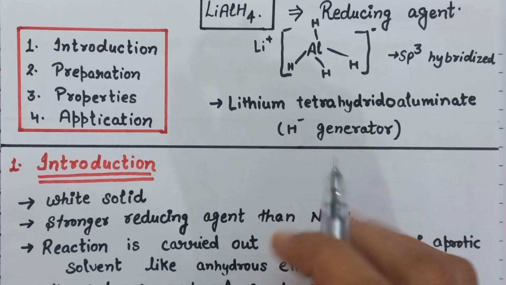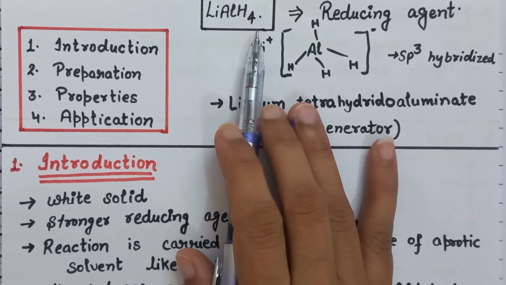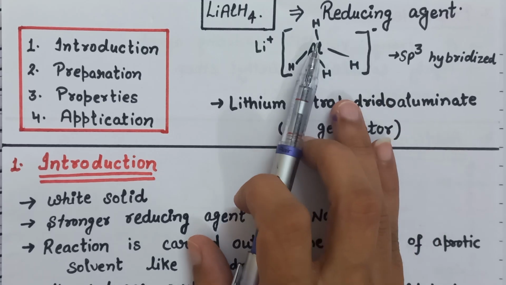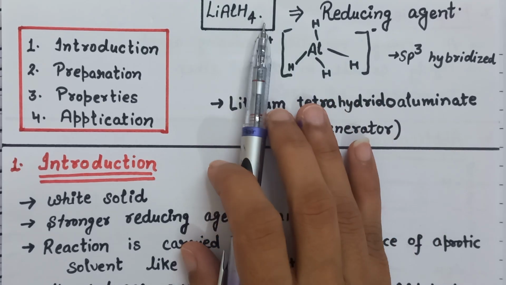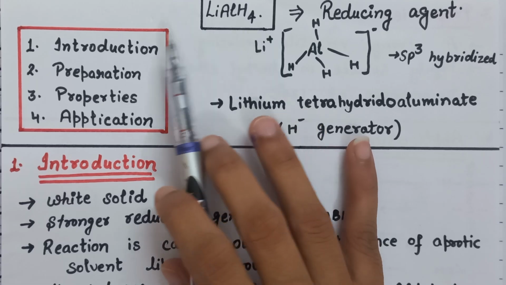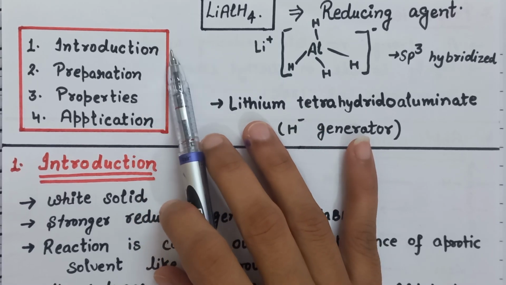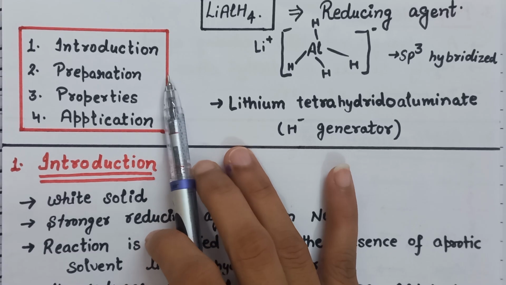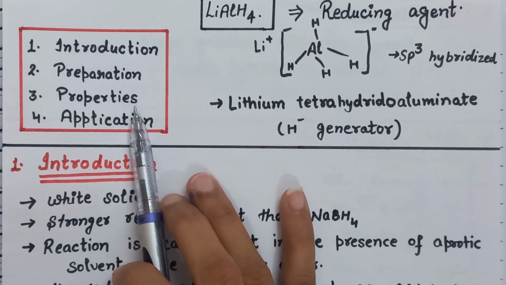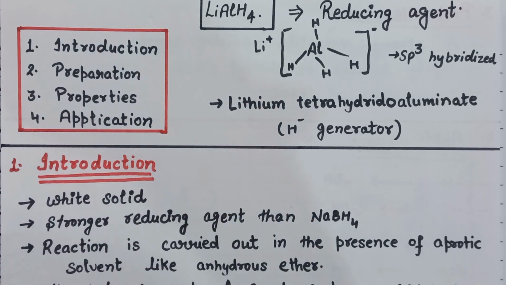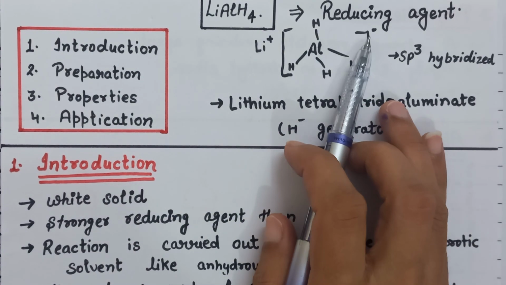Today we will discuss lithium aluminum hydride. It is one of the reducing agents. In today's video we will discuss what lithium aluminum hydride is, its general introduction, and then how we can prepare it, and then what the different properties of lithium aluminum hydride are, and then its application. So it is a reducing agent.